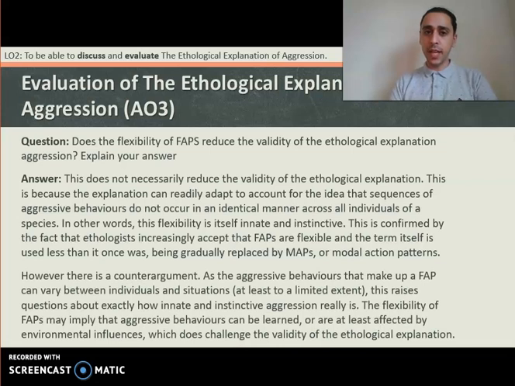However, there is a counter-argument. As the aggressive behaviors that make up a FAP can vary between individuals and situations, at least to a limited extent, this raises questions about exactly how innate and instinctive aggression really is. Is it really instinctive? The flexibility of FAPs may imply that aggressive behaviors can be learned or at least affected by environmental influences, which does challenge the validity of the ethological explanation.